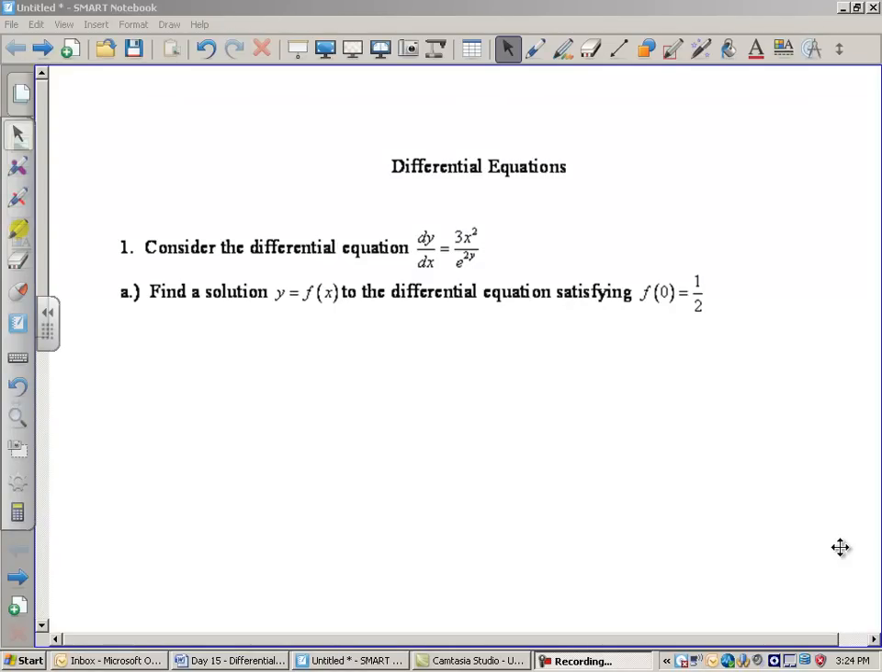Today we're going to go further into differential equations, and we're going to get more practice on separating variables, integrating both sides, handling an initial condition, and seeing if we can't come up with a y equals at the very end. So off we go.